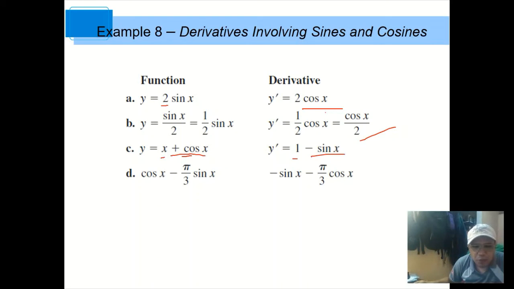Cosine x minus pi over 3 sine x. So, may pi over 3 tayo dito. Dito muna, derivative of cosine x will be negative sine x. Then, pi over 3 sine x, ang derivative is cosine x.